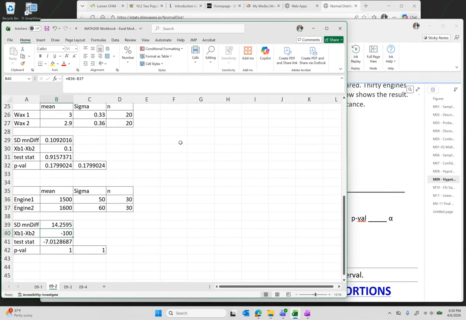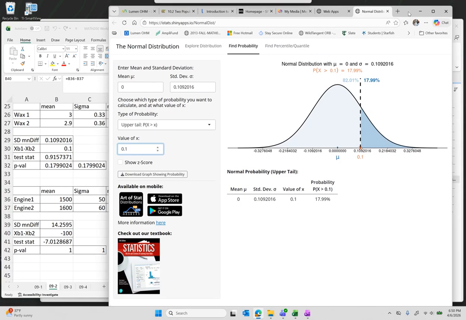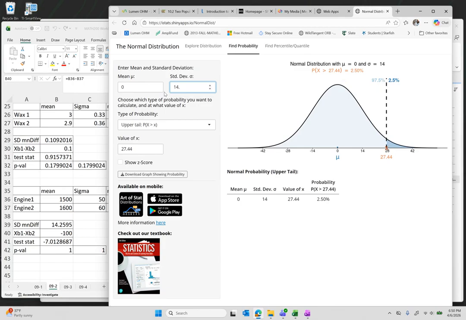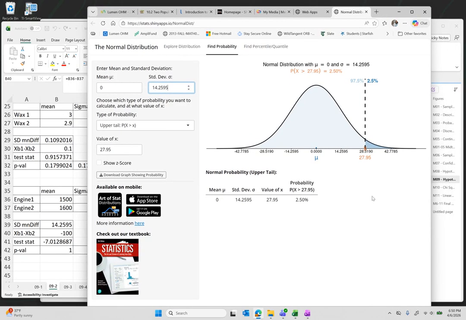I'm going to enter them here so that I can see my graph. So the mean is 0 and the standard deviation is 14.2595. And you see here in the bottom the numbers that you want to enter for your axis in your graph. And also remember that the variable here is the difference of the two sample means.